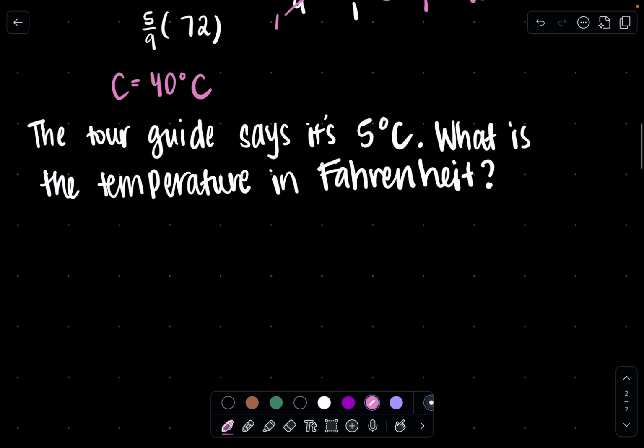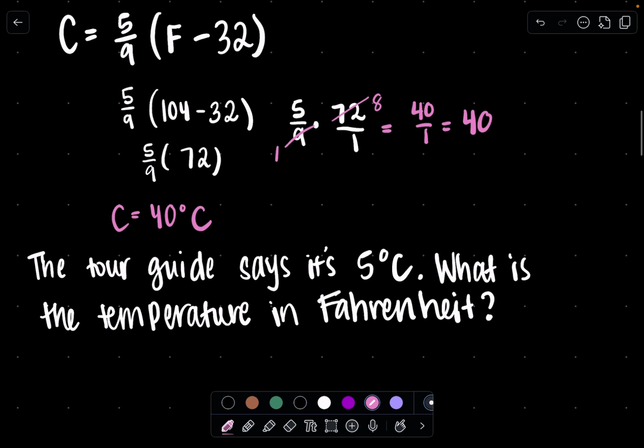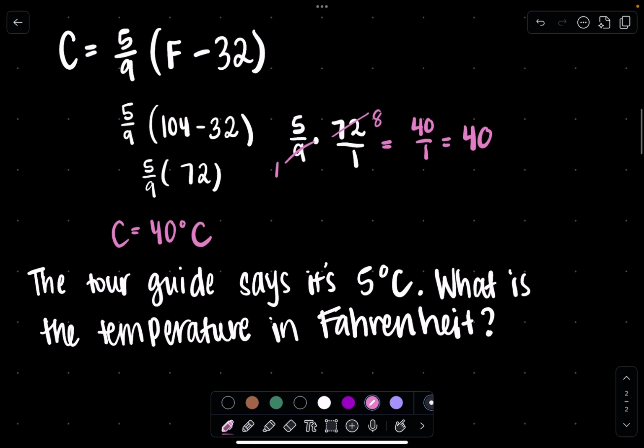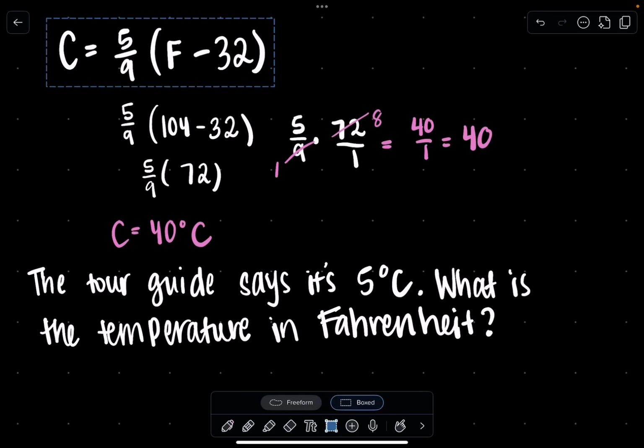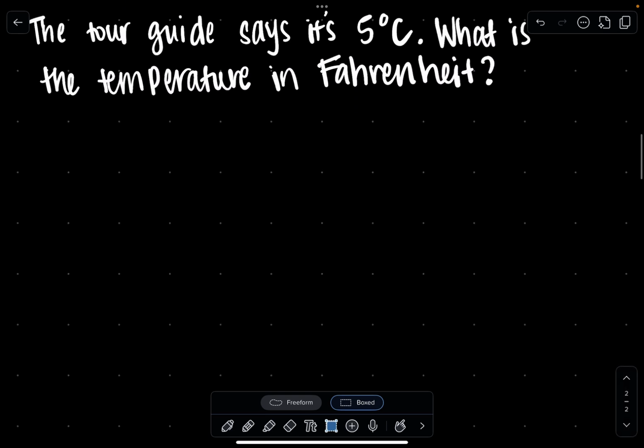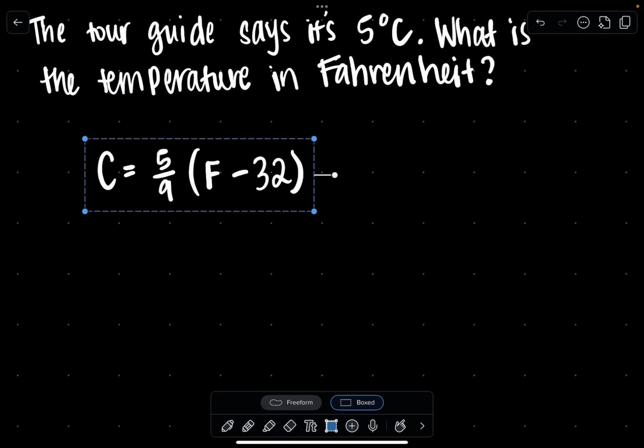Now the tour guide says it's 5 degrees Celsius, but Mr. McMahon and I are uncertain. What is that temperature in Fahrenheit? Okay, so we're going to reuse this equation, this literal equation right here. It's a formula for Celsius. And we're going to rewrite this.